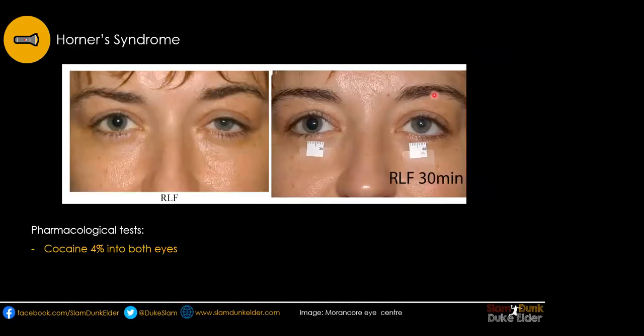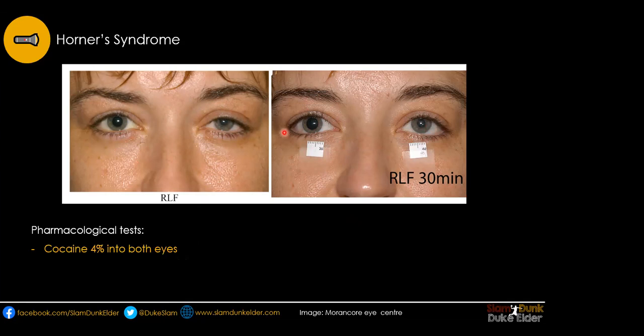Okay, so when you've got your patient coming to you with a Horner syndrome and you want to test it, you can use cocaine 4% drops, and you can put those into both eyes. So we can see here that the patient has Horner syndrome, it looks like, in the left eye. She's got a degree of ptosis there. She's got a constricted pupil as well. So you pop 4% cocaine drops into both eyes. And what you see after about 30 minutes is that the pupil doesn't dilate. The normal pupil has dilated, but in the affected eye, the pupil remains constricted.